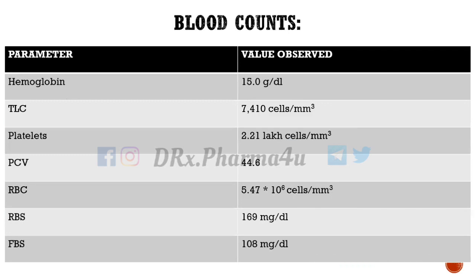If we look at the blood counts, hemoglobin is very good. TLC is fine. All the other values were kind of normal. There was no specific abnormality to be seen. Yes, FBS, fasting blood sugar, was a bit on the higher side, but it is not so abnormal as to say that the patient is diabetic.